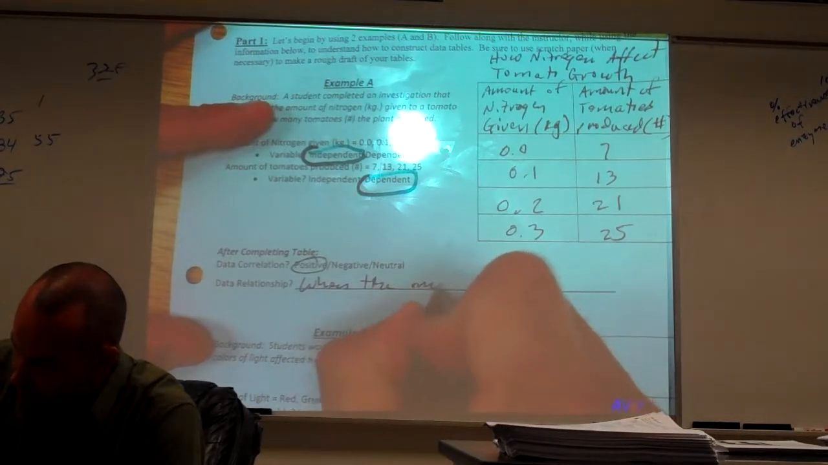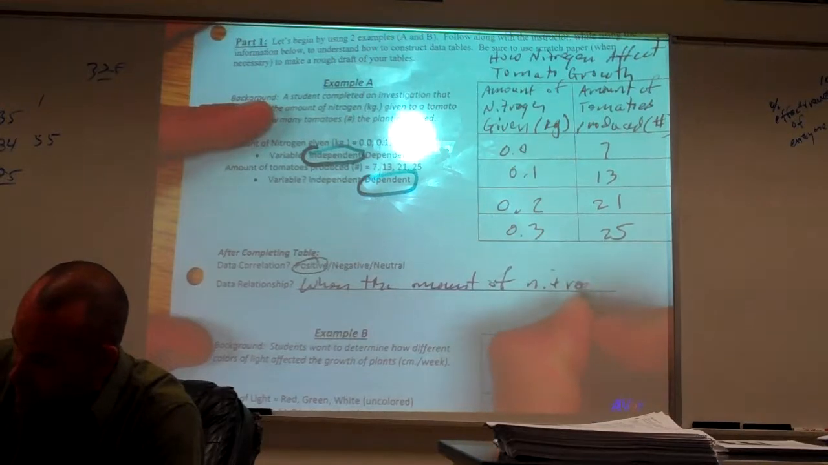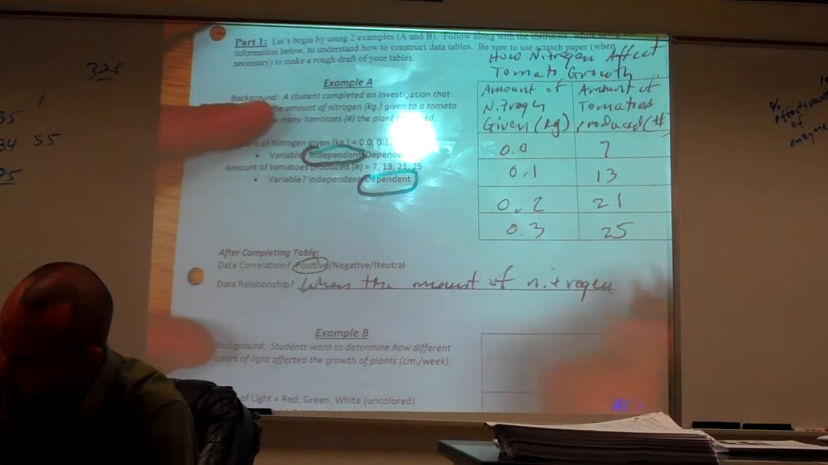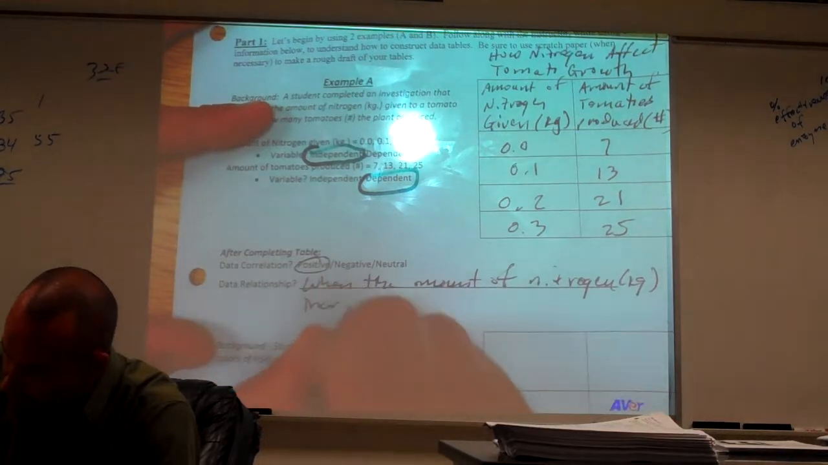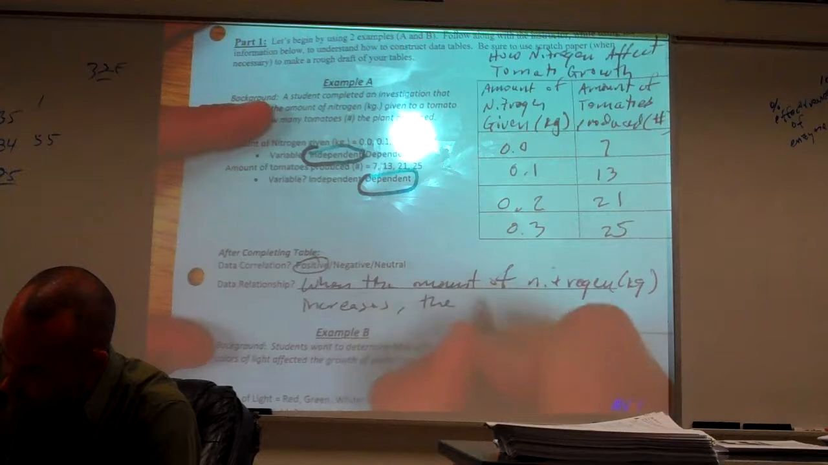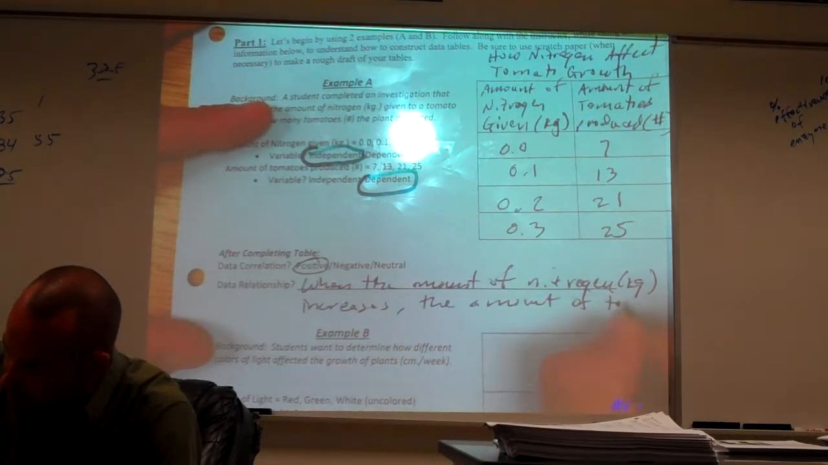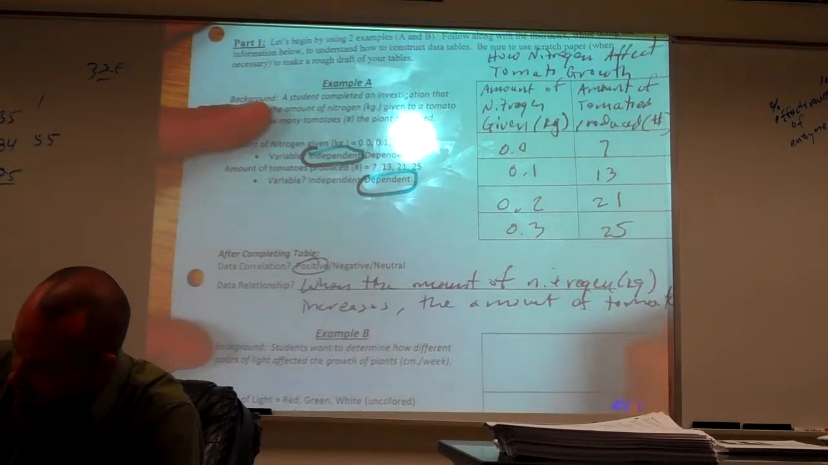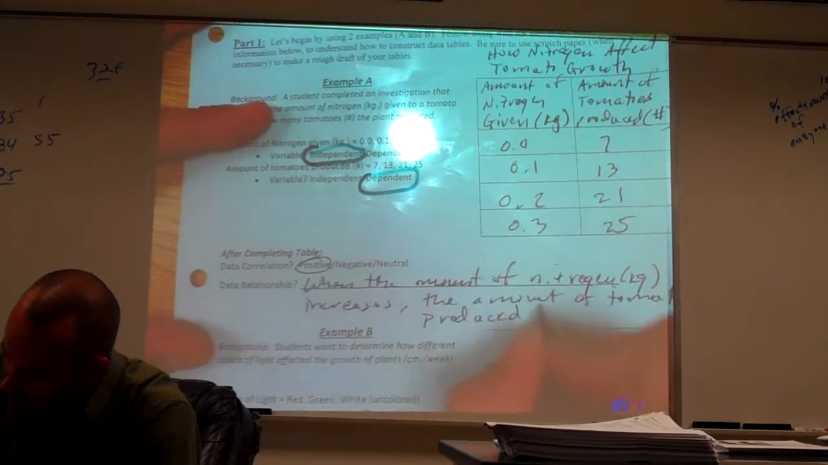And remember, this is conclusion aspects, so you need to make sure it's clear. When the amount of nitrogen in kilograms increases, I know it's a little redundant, the amount of tomatoes produced in numbers increases.